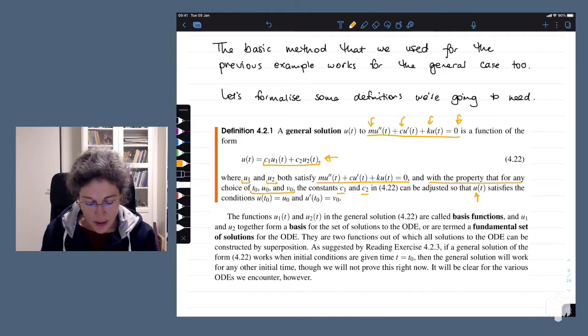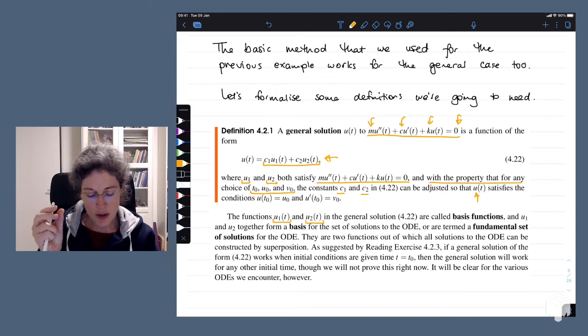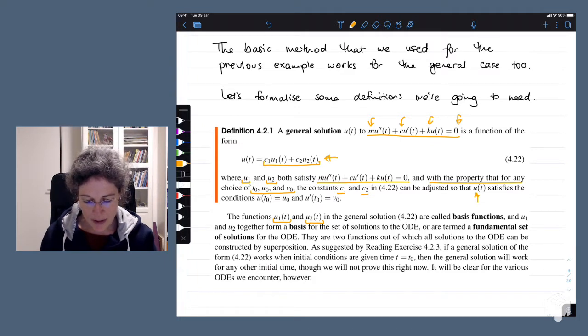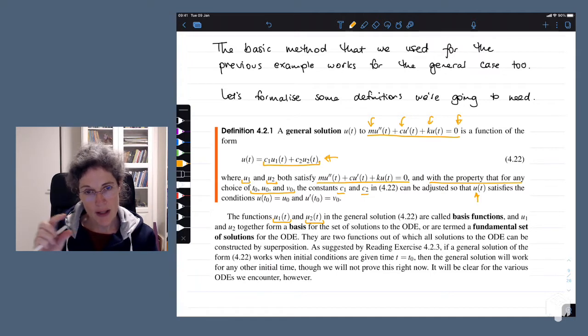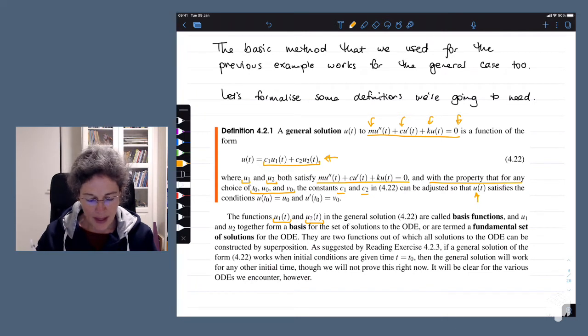A bit more terminology. The specific solutions that we use in linear combination to find our general solution are called basis functions, and together they form a basis set for the set of solutions to our ODE, and sometimes you'll hear them called the fundamental set of solutions. This should sound vaguely familiar if you've done any linear algebra, where you have a set of basis vectors and then you take linear combinations of those and those give you your whole vector space. And in fact, functions in this way kind of form a vector space of their own. So the terminology makes sense.